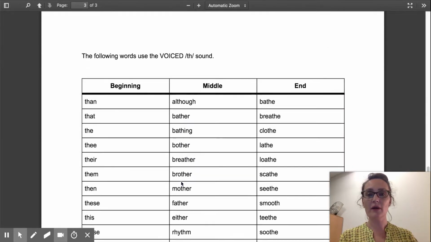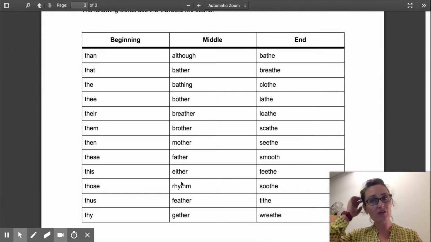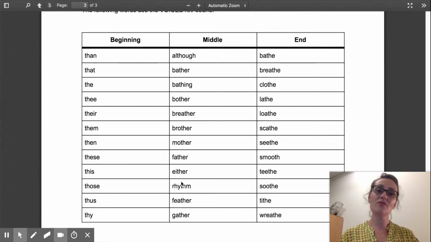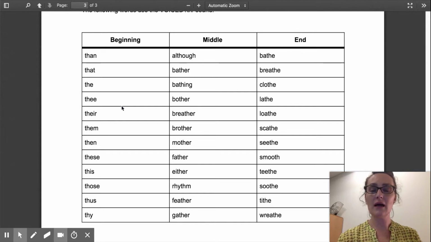Now here's a chart of using the voiced TH sound. Again, as I said earlier, if you're speaking, it's easier to have the voiceless TH at the end of a word, but sometimes it's voiced. Oftentimes, it's voiced in the middle of the sentence. And of course, we talked about initiating a word with your voice. All right. So let's start just like we did the last chart and follow along.